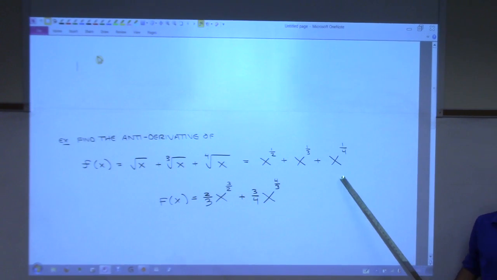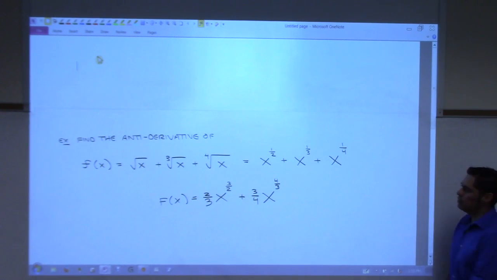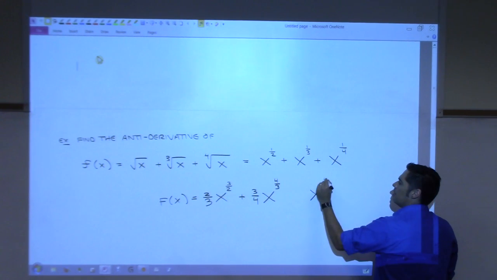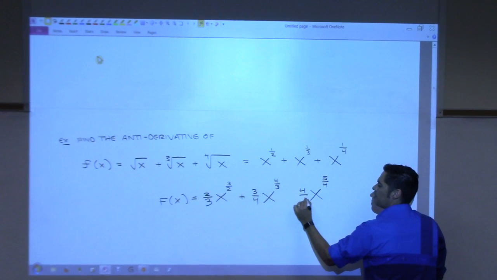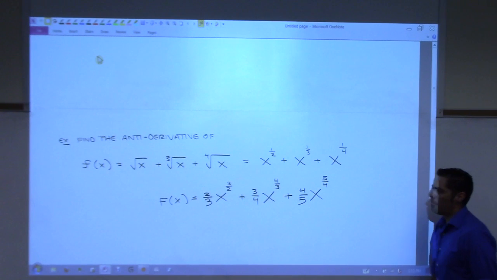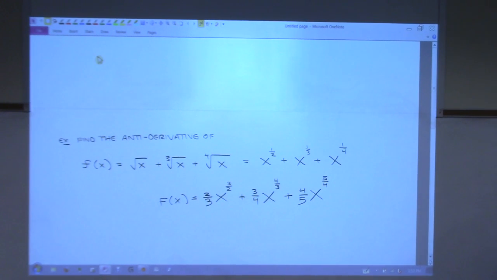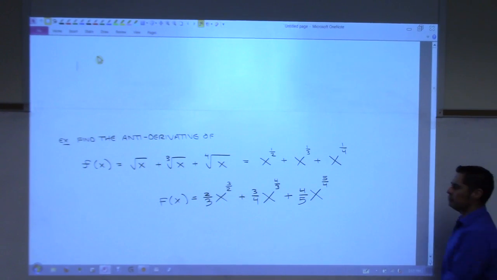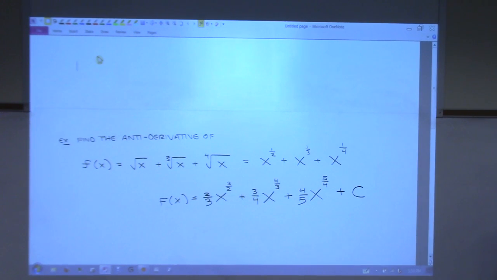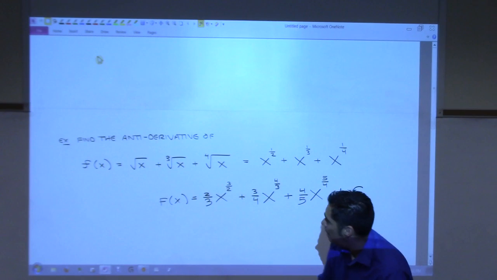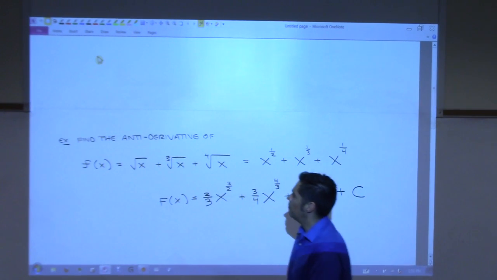What about this last one? x to the 5/4 here, and we're going to need out in front of it 4/5 plus, right? Plus c. Well, there's got to be a more efficient way. Maybe not. Let's see. I'm going to give you another problem.